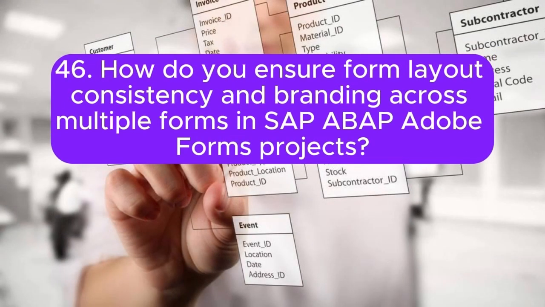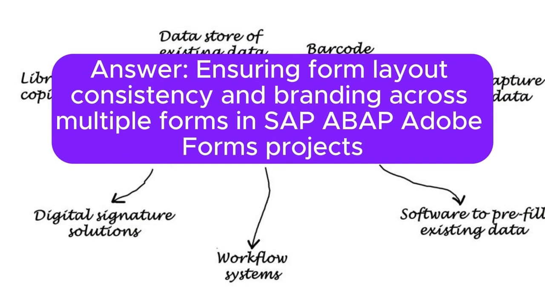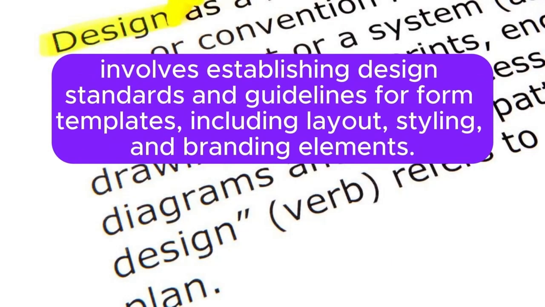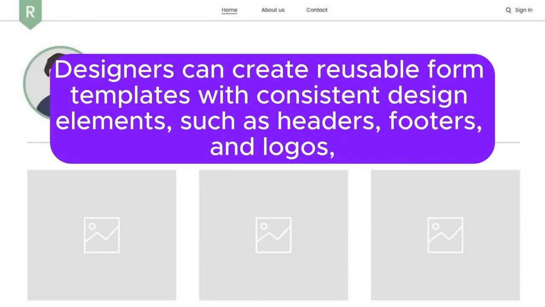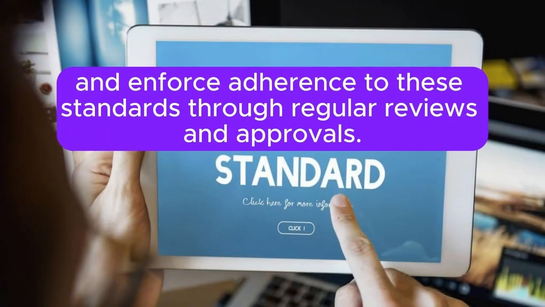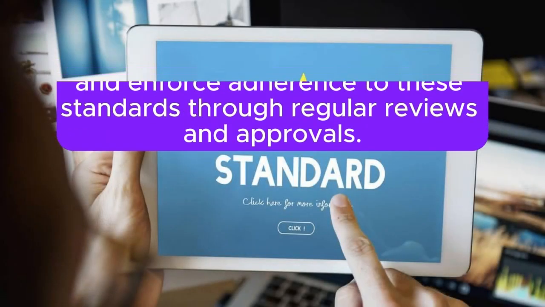46. How do you ensure form layout consistency and branding across multiple forms in SAP ABAP Adobe Forms projects? Answer. Ensuring form layout consistency and branding across multiple forms in SAP ABAP Adobe Forms projects involves establishing design standards and guidelines for form templates, including layout, styling, and branding elements. Designers can create reusable form templates with consistent design elements, such as headers, footers, and logos, and enforce adherence to these standards through regular reviews and approvals.